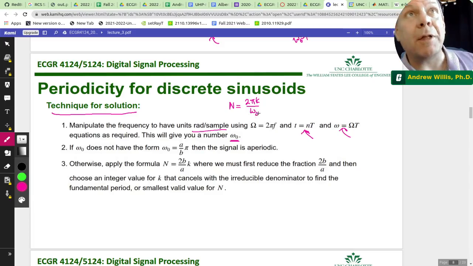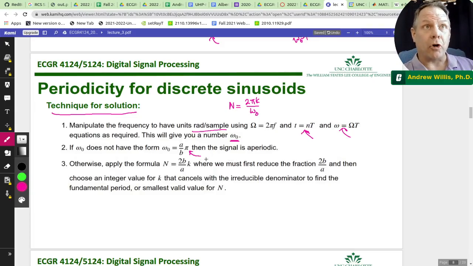Well, this has implications. We've already found that omega naught has to have a factor of pi in it. If it does not have a factor of pi, then this function is not periodic. Further, it can't be an irrational number times pi. It has to be a rational number. I'm going to represent that rational number as a over b. It has to have the form of a rational number times pi. Otherwise, the signal is aperiodic.